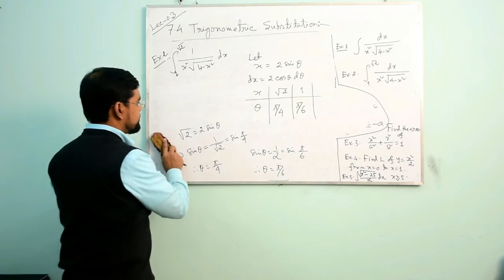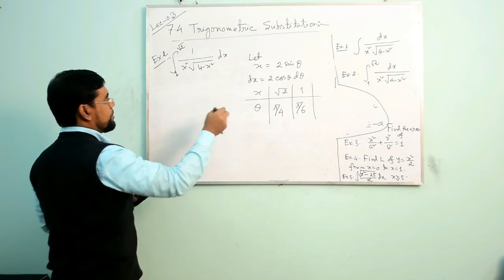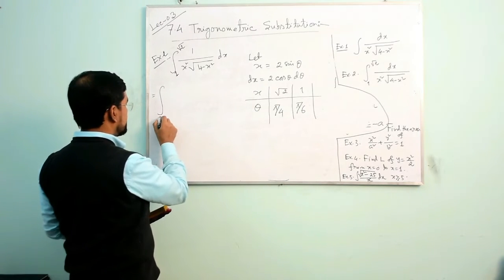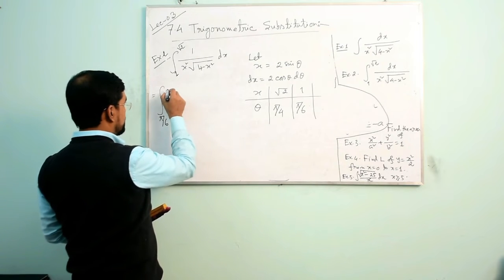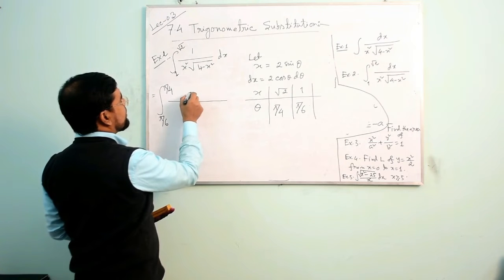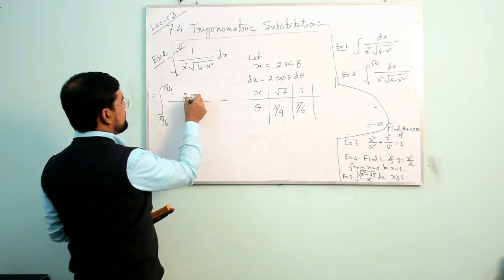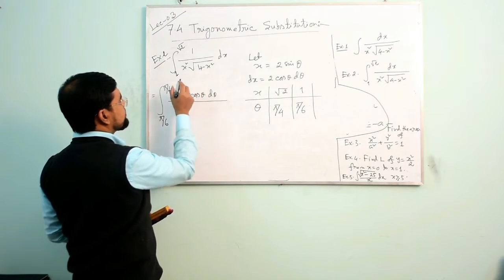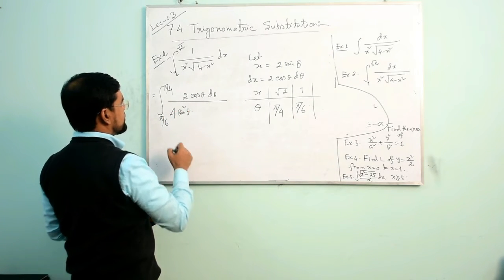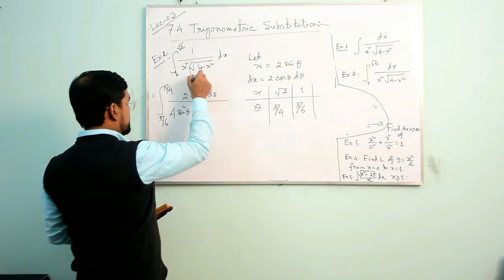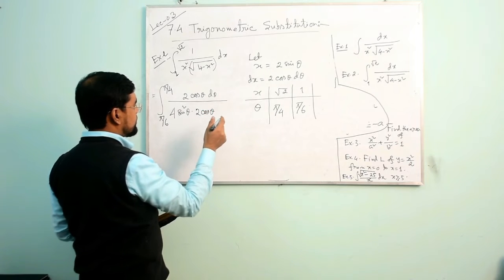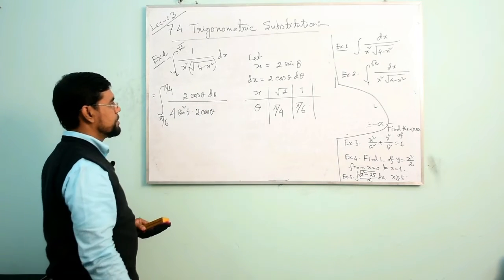And now you can replace this result here. Instead of 1 you should write pi by 6, and instead of root 2 you should write pi by 4, and dx will be 2 cos theta d theta, x square will be 4 sin square theta, and again this term will be 2 cos theta like before what we did.